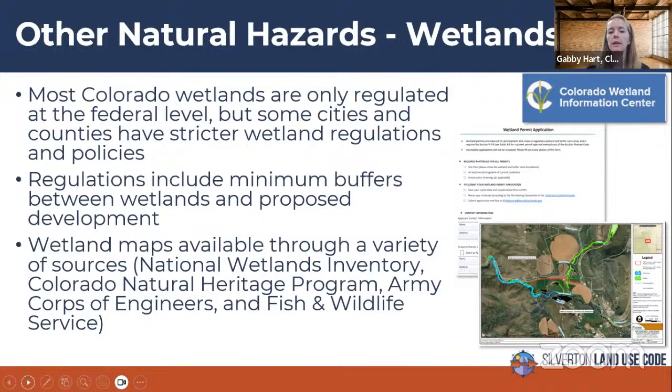So there are a variety of resources available specific to wetlands mapping, and that includes the National Wetlands Inventory, the Colorado Natural Heritage Program, the Army Corps of Engineers, and also the U.S. Fish and Wildlife Service. The Colorado Wetland Information Center collects a lot of this information on their website. If you are interested in learning more, I encourage you to check that out. Next slide.